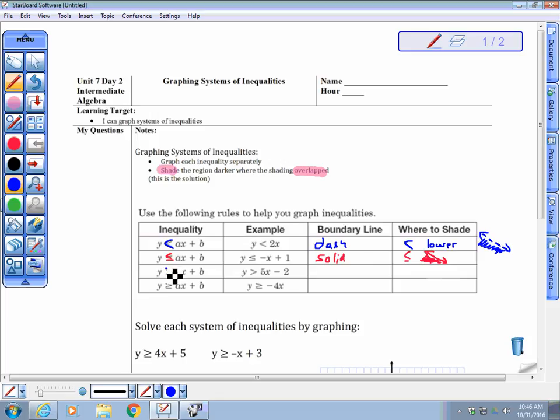If we look at a greater than, a dash line again. So greater than will be a dash line, and it will be the upper section. And if it is a greater than or equal to, it's a solid line, and that too will be the upper section.